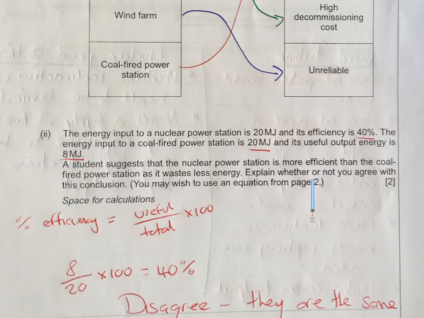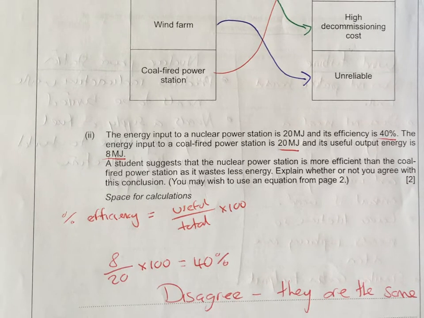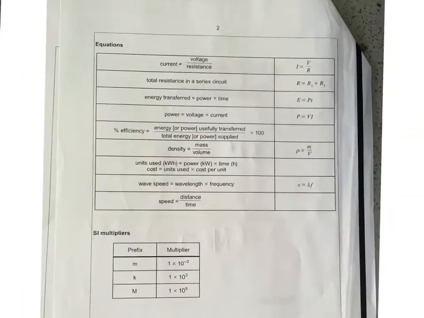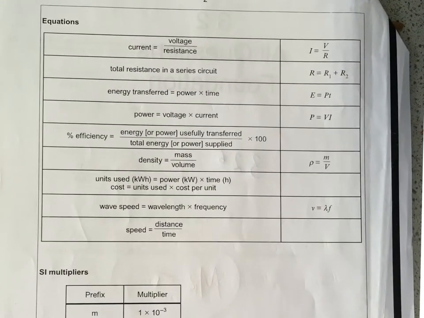Okay, so the question is going to be compare these two. Because this student suggests that the power station, the nuclear one, is more efficient, do you agree with this? So we're going to have to use that efficiency equation now. Now, I don't think this is given to you in your exam. Let me just check this. Efficiency. Yes, it is. It's given to you there.